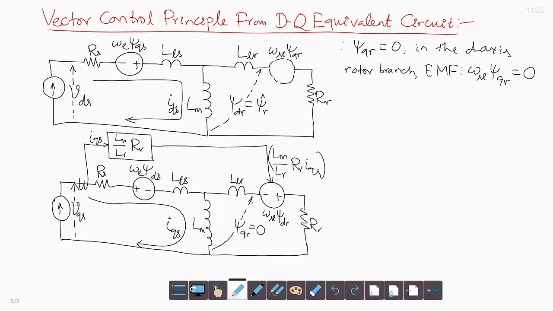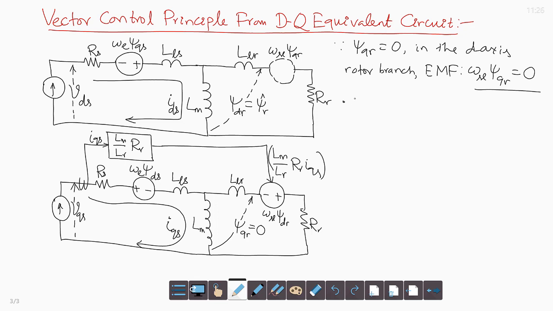So, as you can see in the D axis rotor branch, because EMF omega SL psi QR is 0 at steady state condition, because inductances at steady state have no EMF across them. So, omega SL psi QR equal to 0. So, there is no current in the D axis rotor branch. So, IDS flows through the mutual inductance LM in totality, and also in the Q axis circuit the torque is controlled by IQS.